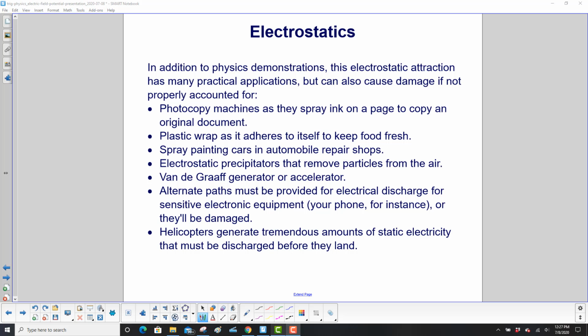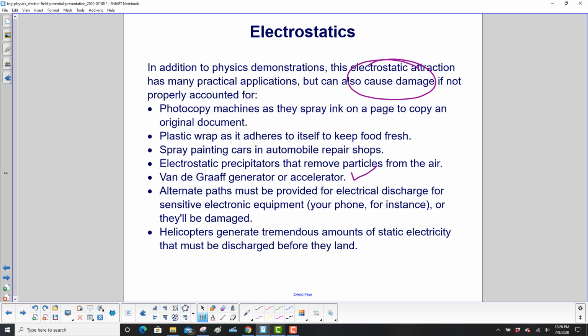In addition to physics demonstrations, the electrostatic attraction has many practical applications, but it can also cause damage if not properly accounted for. Photocopy machines. They spray ink on a page to copy an original document. Plastic wrap, as it adheres itself to keep food fresh. Spray painting cars in automobile repair shops. Electrostatic precipitators that remove harmful particles from the air.